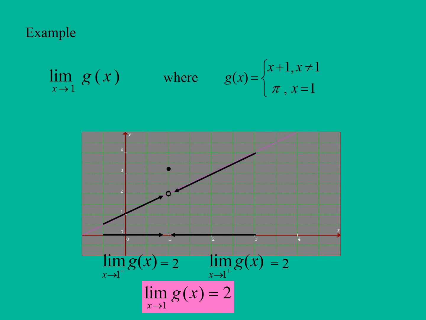We're not concerned with where the function is defined when x equals 1. It's defined up here at 3.14, pi. But we are only concerned with what are the y values approaching from each side of 1. And they're each approaching 2.